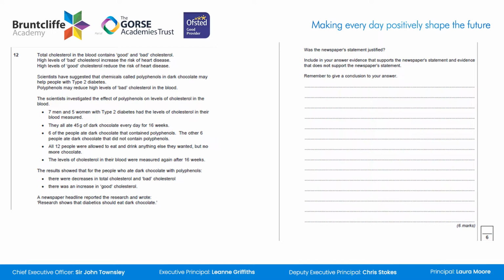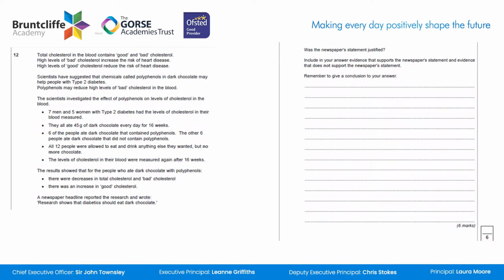So the newspaper headline reported the research and wrote, "Research shows that diabetics should eat dark chocolate." Was the newspaper statement justified? Include in your answer evidence that supports the newspaper statement and evidence that does not support the newspaper statement. Remember to give a conclusion to your answer.